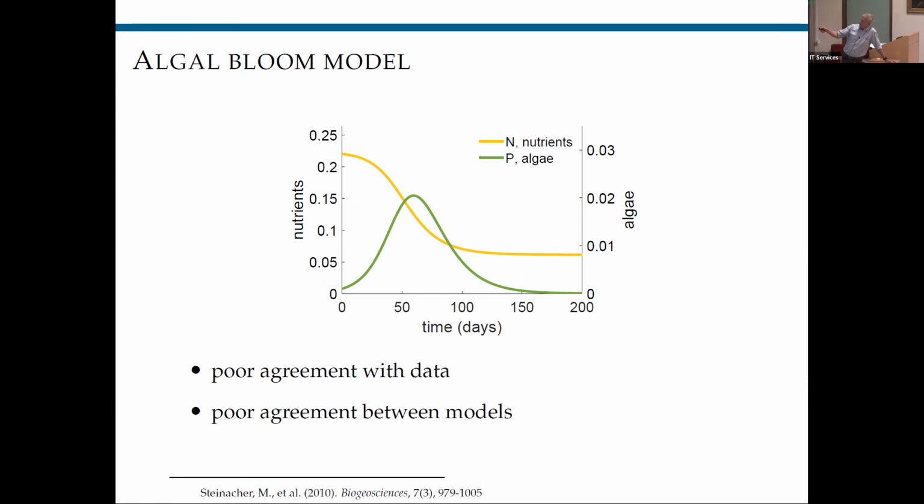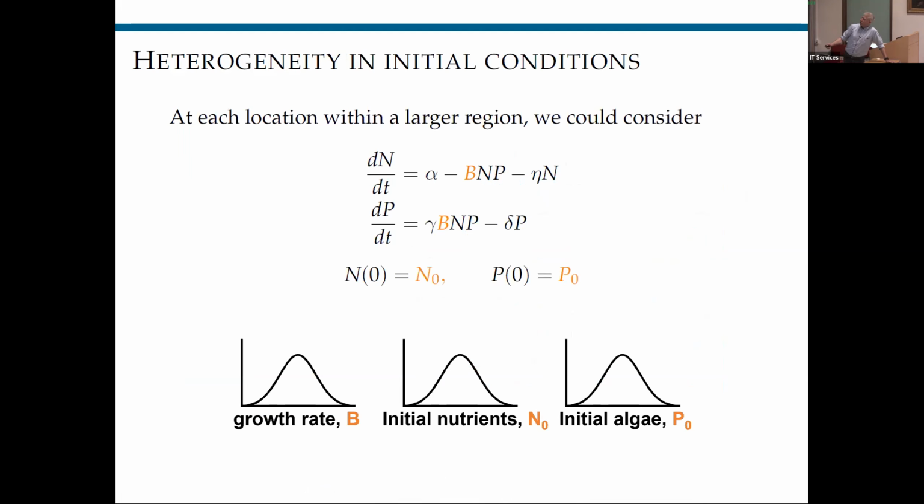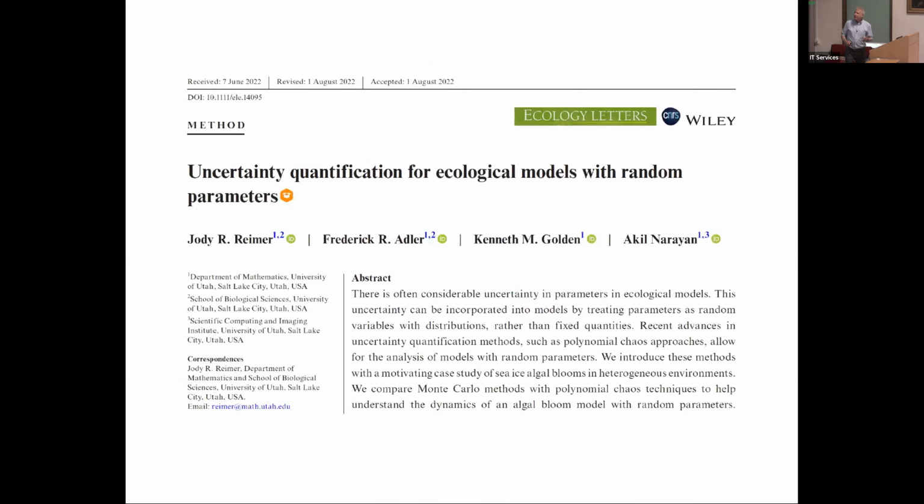This is the bloom, that's the nutrients. But there's incredible heterogeneity. This is going back to Klaus Meiner's incredible heterogeneity over many orders of magnitude, just on the meter scale. So you really need to treat the growth and other parameters in the simple model as random variables according to a distribution. However, the problem is it would take like 8 hours just for one run. You need like 10,000 runs or something. This ain't happening. So we've introduced modern uncertainty quantification methods for ecological models.